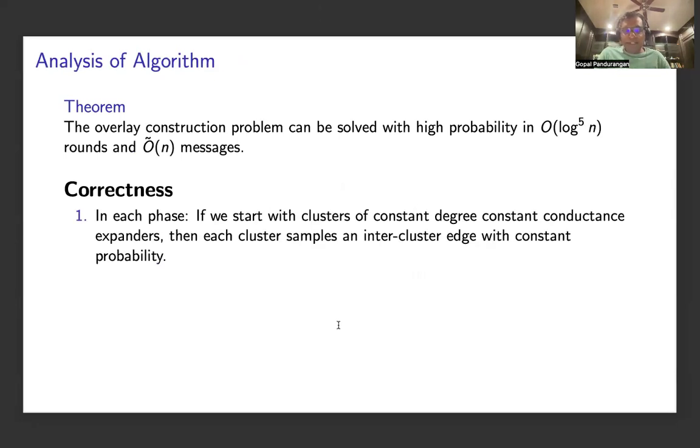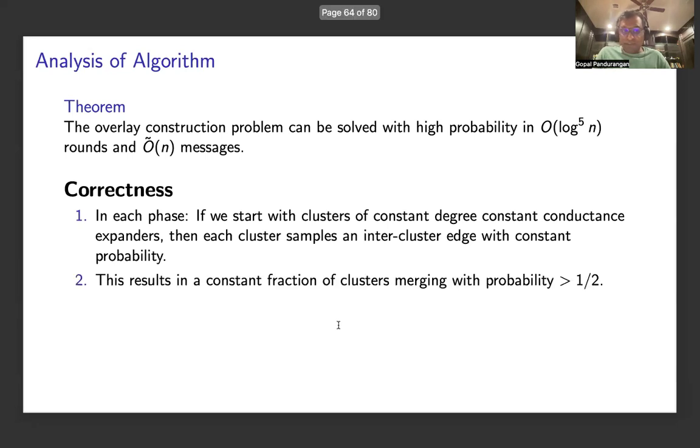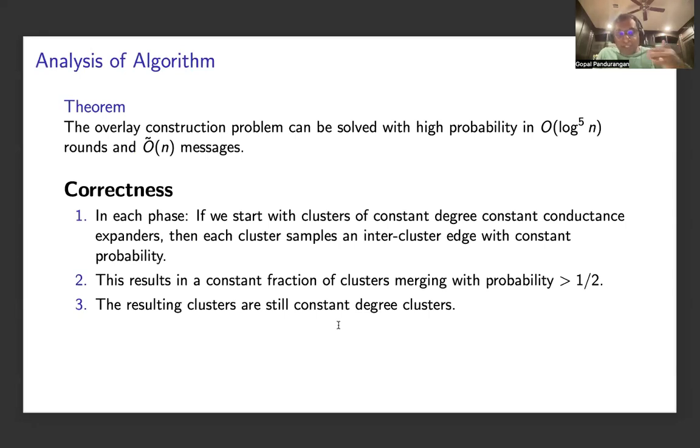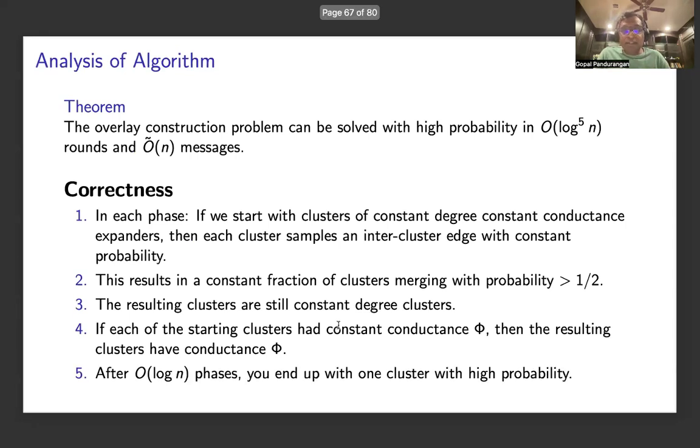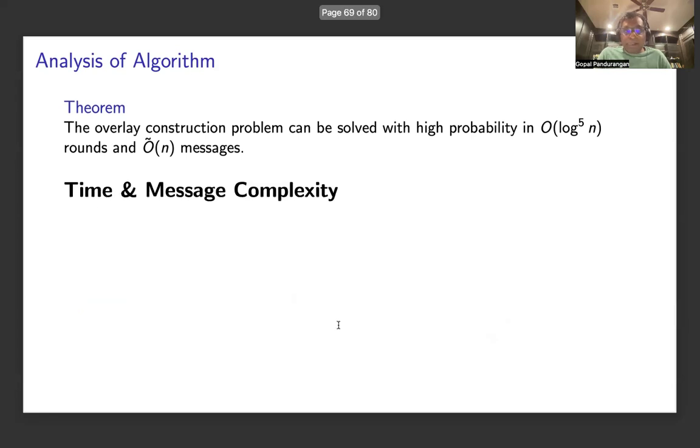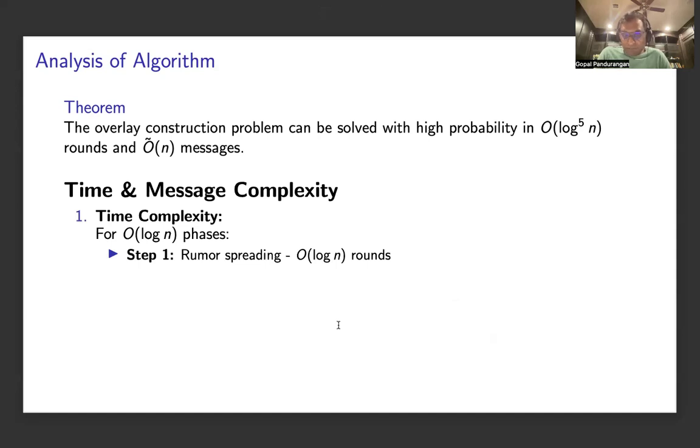I informally explained it, but basically we start with clusters of constant degree, constant conductance expanders, and each cluster samples an intercluster edge with constant probability. We can show that this results in a constant fraction of clusters merging with at least constant probability. In the resulting clusters, we ensure the invariant that they are still constant degree and have constant conductance. So after log n phases, you end up with one cluster which is constant degree and constant conductance with high probability.